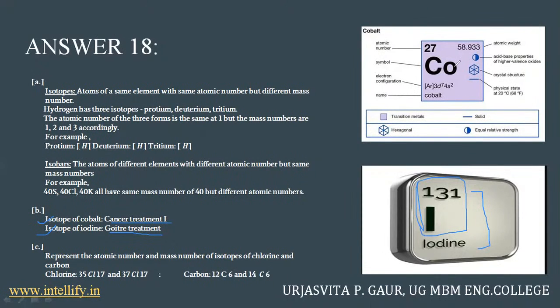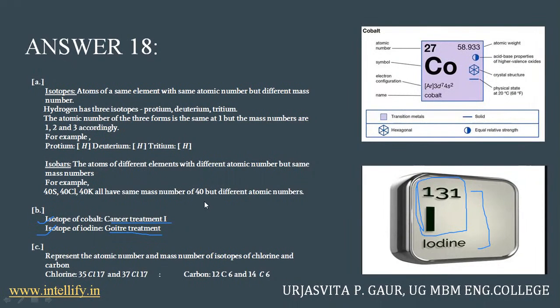This is the generalized cobalt, in which you can observe that it has an atomic number of 27. It has an atomic weight of 58.933 grams. It has a crystalline structure, and then it has an electronic configuration of argon with 3d7 and 4s2. It is a transition metal, and it is a solid as its physical state at 20 degrees Celsius, and it has a hexagonal structure, right?